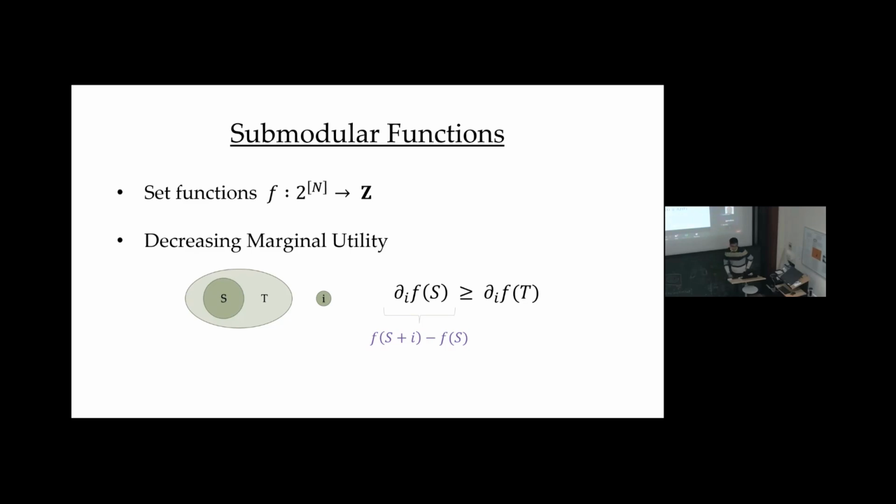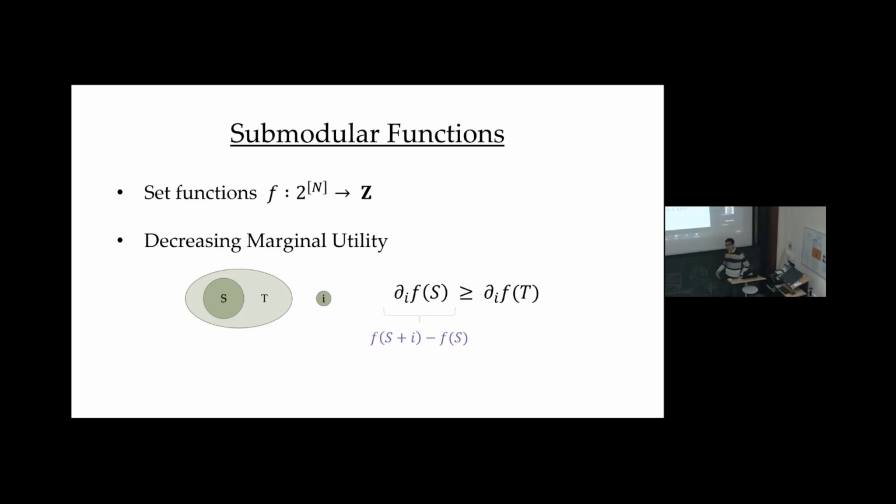which says that this is like a discrete derivative. When I take a set S and I add an element i not in the set, if I add it to a superset, that derivative sort of goes down. So that's the notion of decreasing marginal utility.